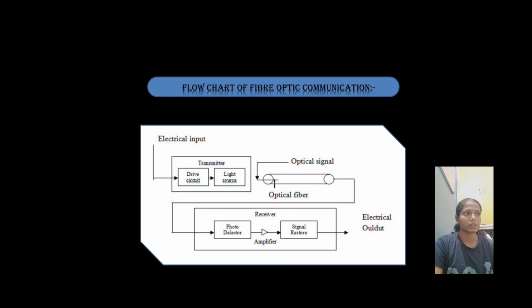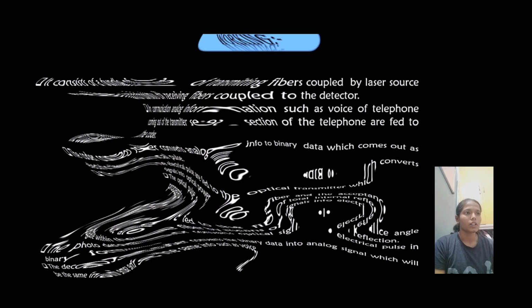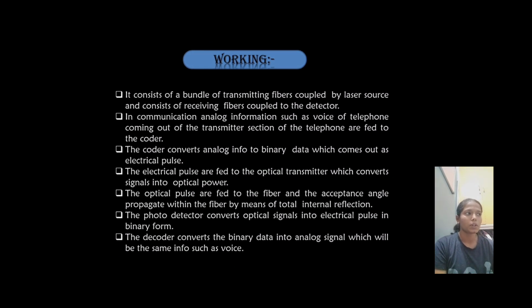Now we'll see the flowchart of optic fiber communication, and here is the flowchart. The electrical input is received by a transmitter, and the transmitter sends it through the optical fiber, which goes to a receiver, and the output is received the same as the electrical input. We'll see detailed information on the working of this flowchart. It consists of transmitting fibers coupled to a laser source and receiving fibers coupled to the detector.